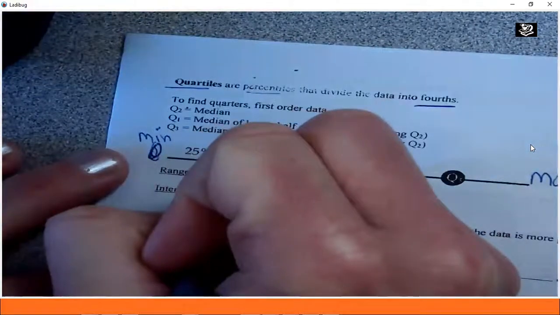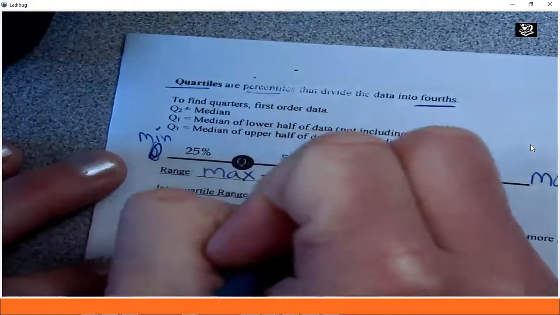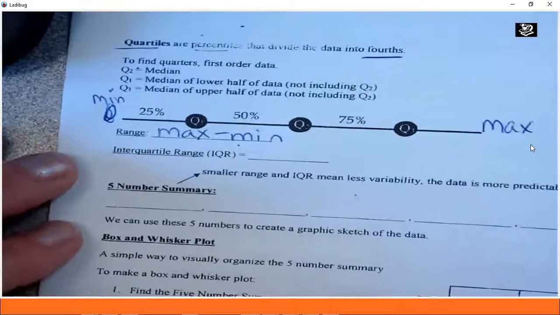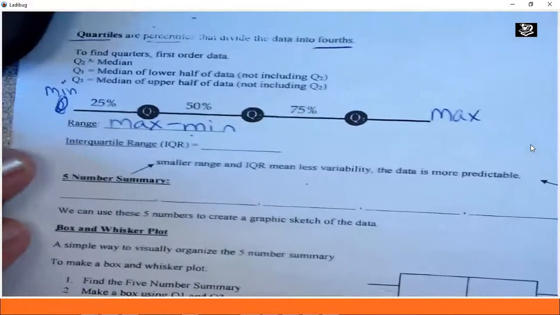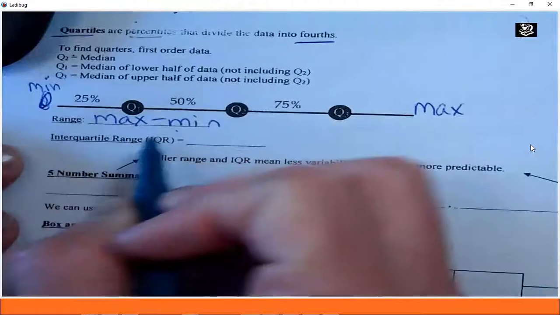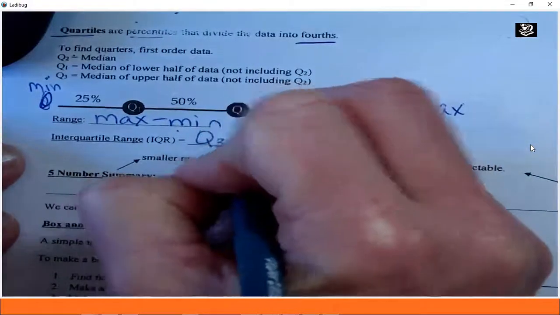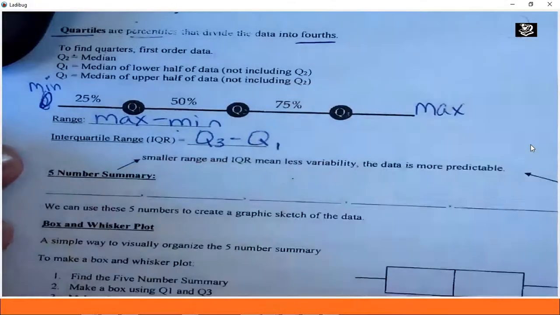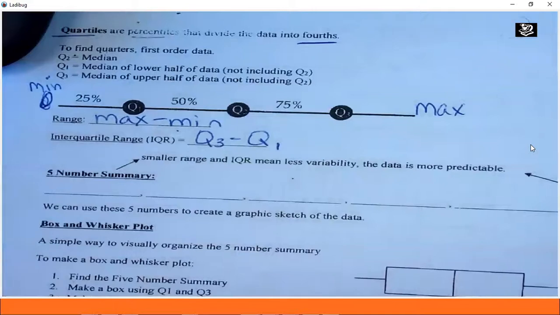Range, the formula for range, you do have to memorize this, is max minus min, your maximum minus your minimum. And your interquartile range is Q3 minus Q1. All right. Q3 minus Q1.